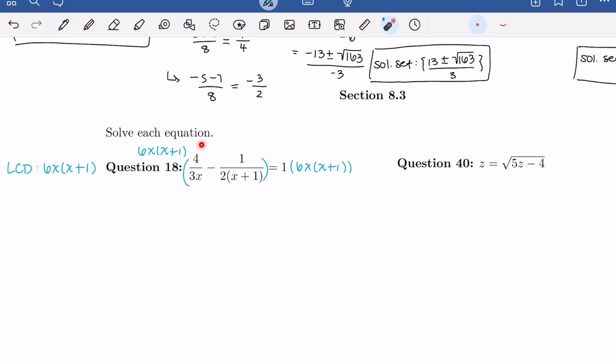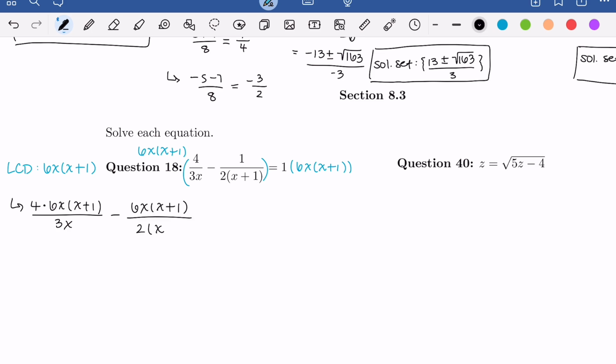So for this first term on the left-hand side, we're going to have 4 times this. So let's write that over here. We're going to have 4 times 6x times x plus 1, all over 3x. Now for the second term here, we're going to have minus this times 1. So this will just be 6x times x plus 1, all over 2 times x plus 1 here. And then on the right-hand side, we're just going to have our LCD.